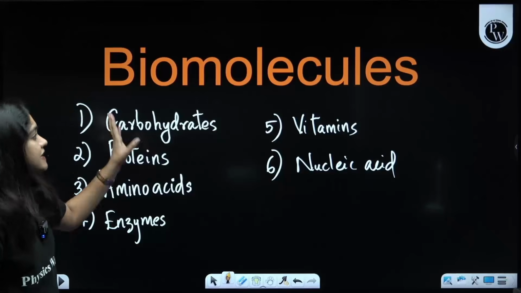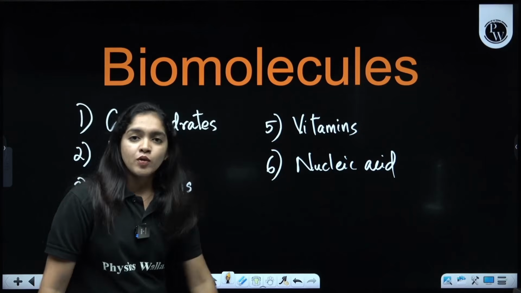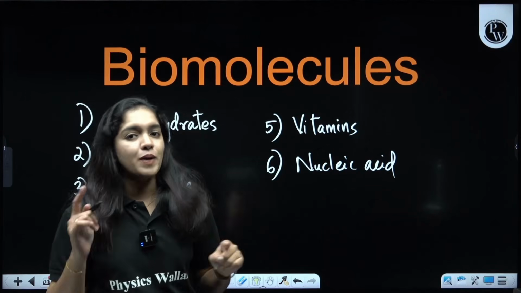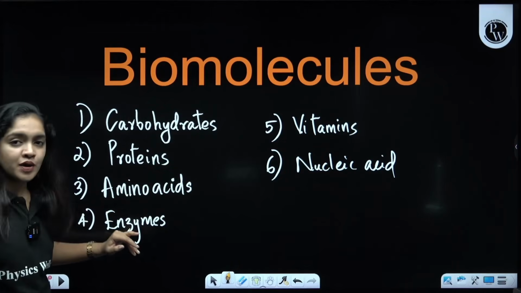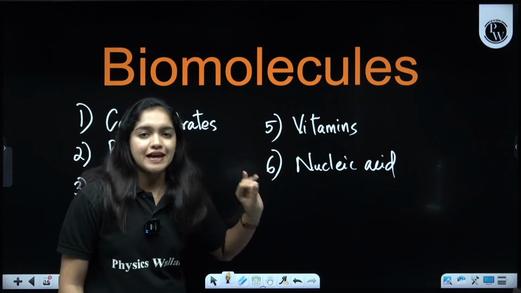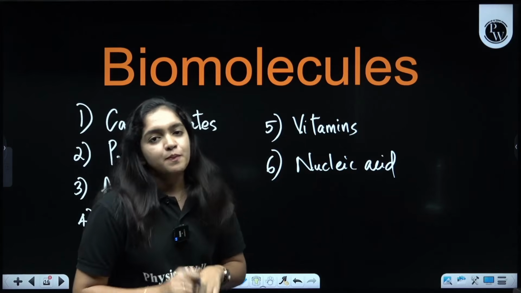Then the final chapter, that is Biomolecules. Biomolecules is a very easy chapter related to biology, and you need to give more importance to carbohydrates, proteins, amino acids, enzymes, vitamins and nucleic acids. These are the main topics from the chapter Biomolecules.